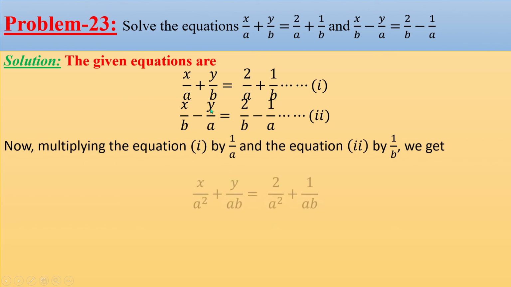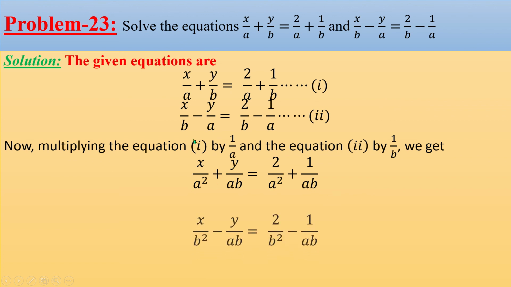We get here 1 divided by a into a, meaning a square, plus 1 divided by b into b, meaning ab. Here 2 by a square plus here 1 divided by ab. Similarly, multiplying by 1 by b, here will be x by b square minus y by ab equals 2 by b square minus 1 by ab.